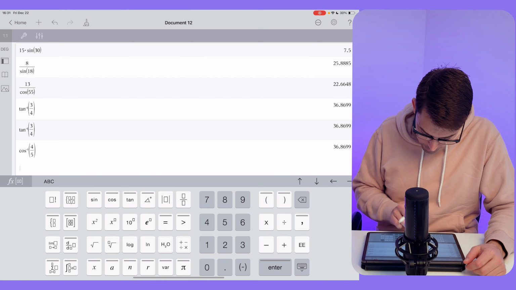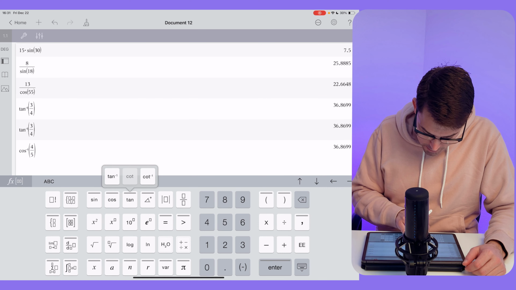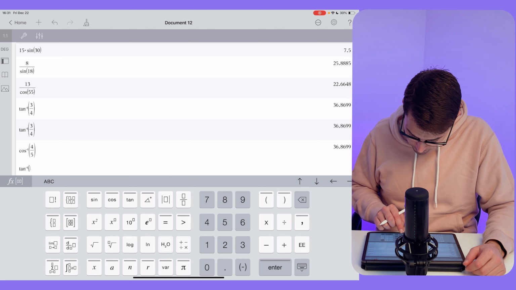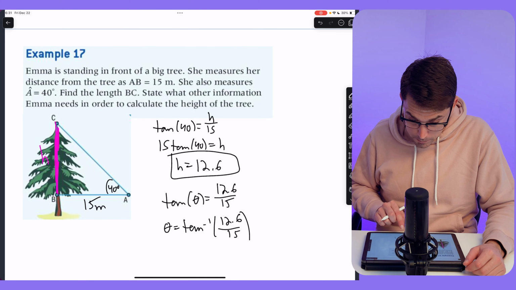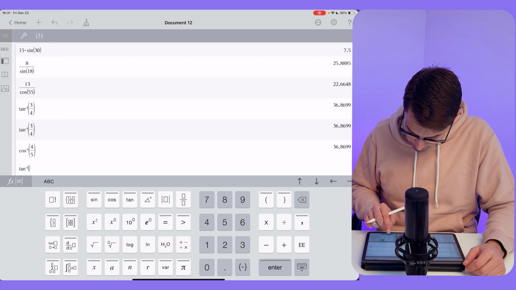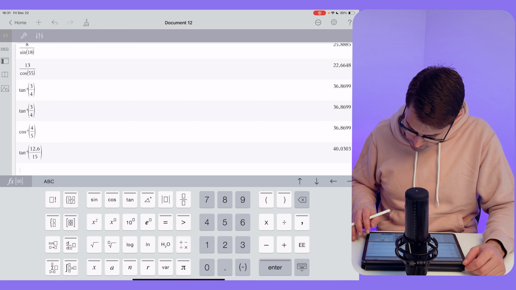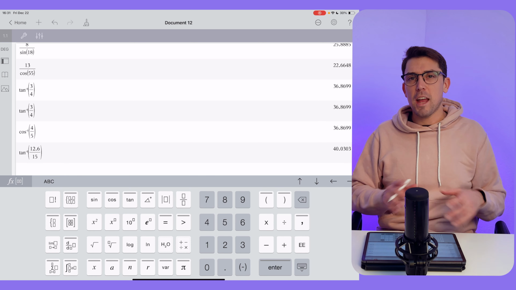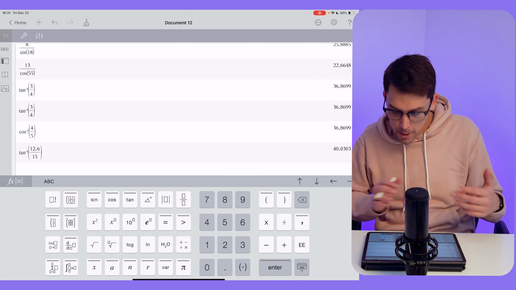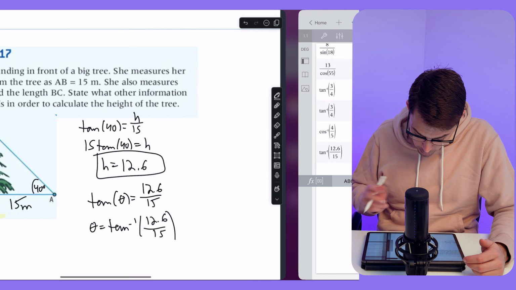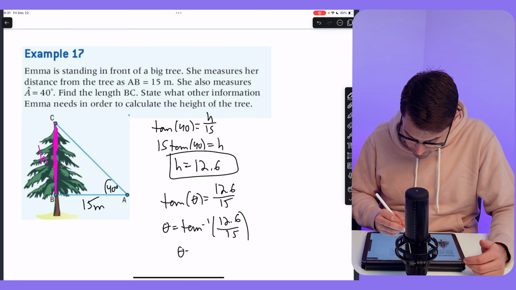So what we do is go to our calculator. We would do the inverse tangent of 12.6 all over 15. And that's going to give us 40.03. Okay, close enough. Again, that's just due to a rounding error. But yes, we're close enough to 40 to know that that is indeed going to give us an angle that is 40 degrees.